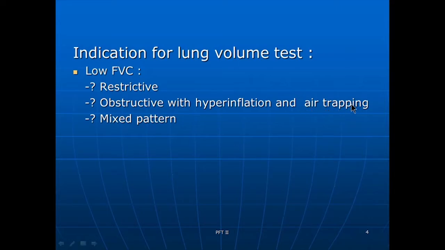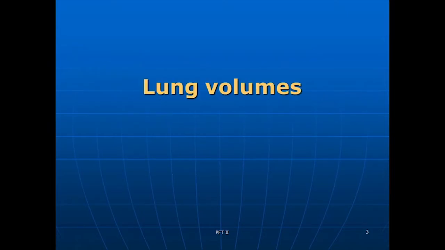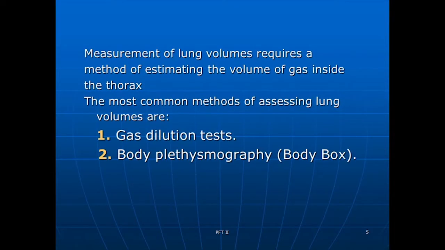If they have extreme air trapping, they still can't get all of the air out at the forced vital capacity. But for purposes of our lecture, someone who has a low forced vital capacity is going to be more of a restrictive disease itself. Now, the pulmonary function studies are going to measure lung volumes and capacity. So when we're talking about lung volumes, you should really add the word capacities to that. So we're going to look at lung volumes and capacities.